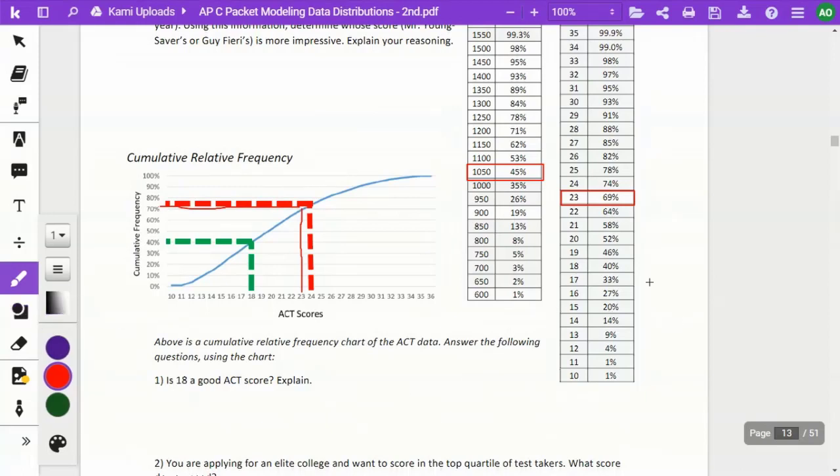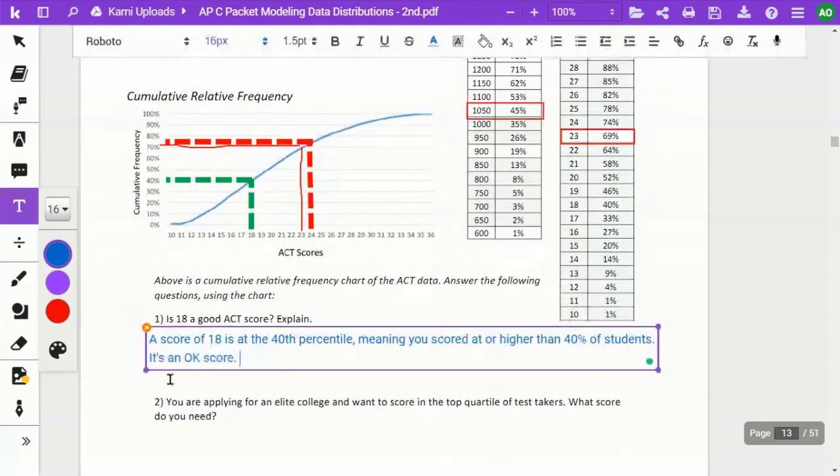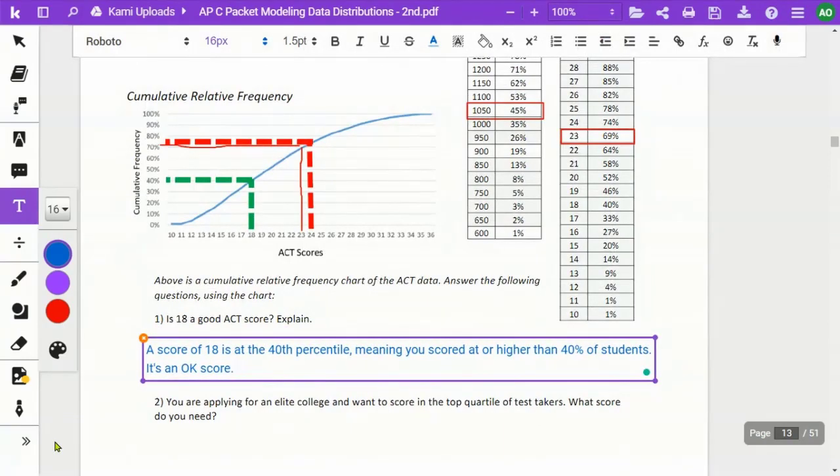Okay. So just based on this, is 18 a good SAT score? Yes or no? No. Is it an okay SAT score? I'd say it's okay. A score of 18 is at the 40th percentile, meaning you scored at or higher than 40% of students. It's an okay score. You hear about the politician that promised everyone above average pay? You get that joke? You can't promise that, not everybody can be above average by definition. All right, so it's an okay score.